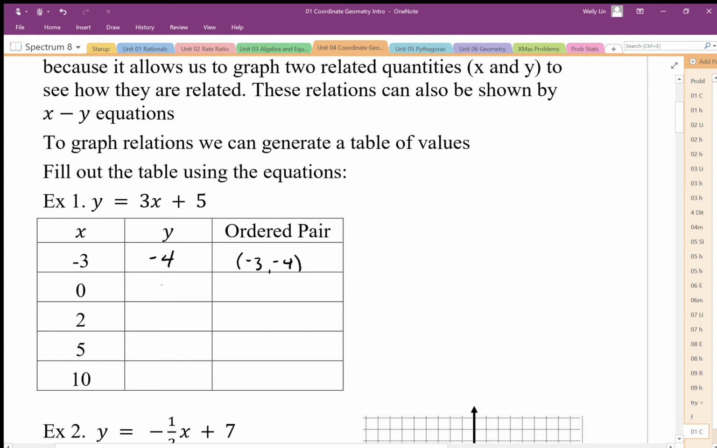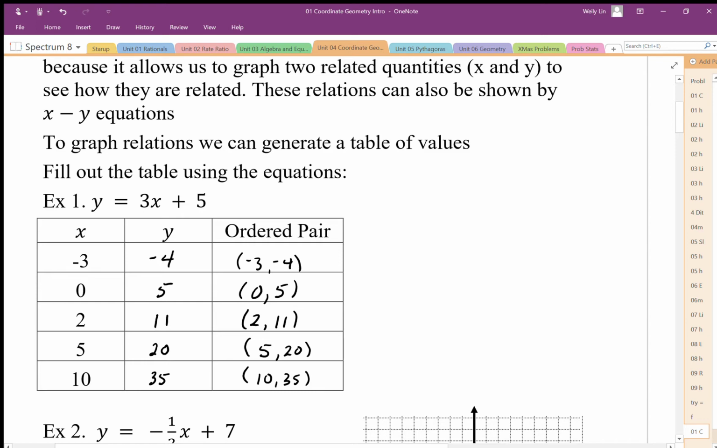If I plug in 0, I get 3 times 0 plus 5 is 5, so my ordered pair looks like this. X is 0, y is 5. Okay, plug in 2, I get 6 plus 5 is 11, so my ordered pair is 2 and 11. Okay, and I continue doing that. 3 times 5 plus 5 is 20, so I get an ordered pair of 5 and 20. And 10 becomes 35, so I end up with 10, 35 as my ordered pair.